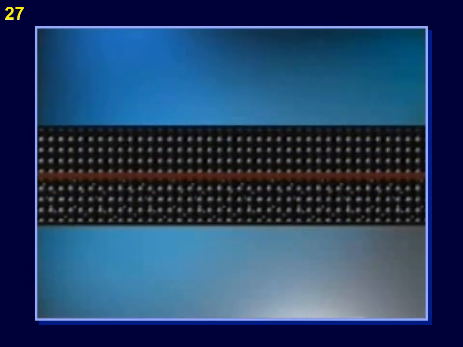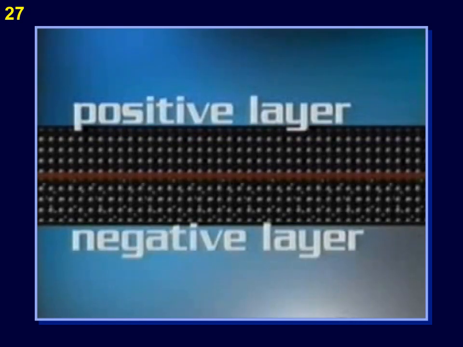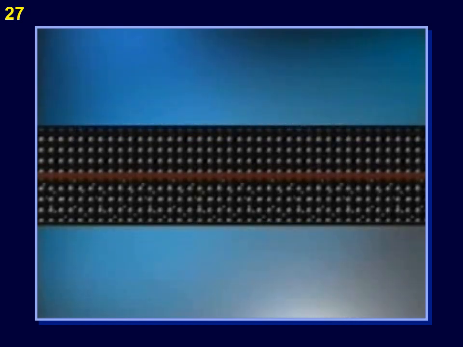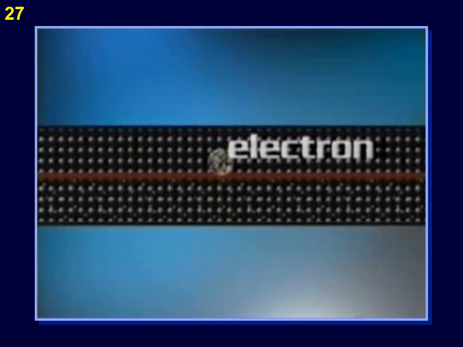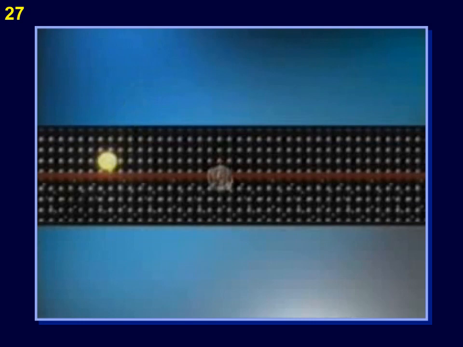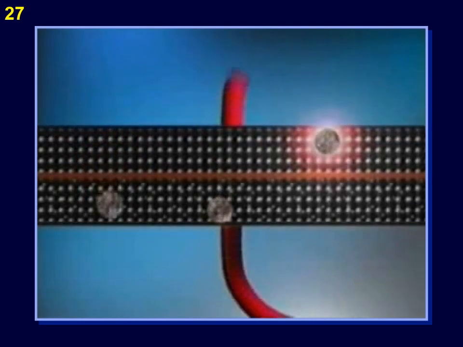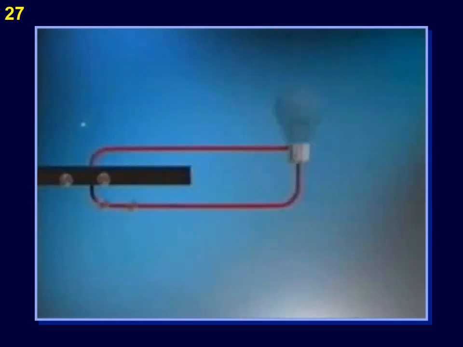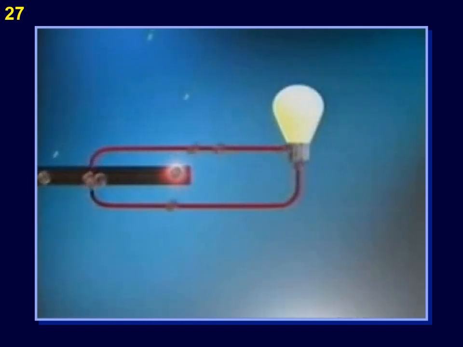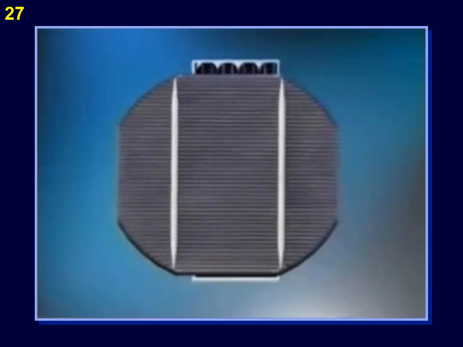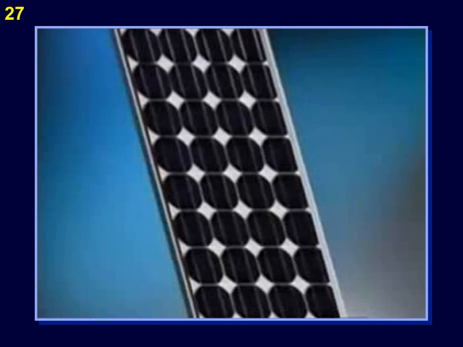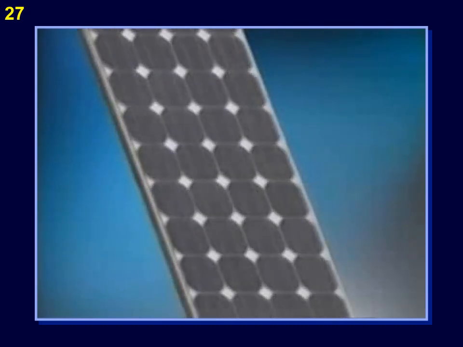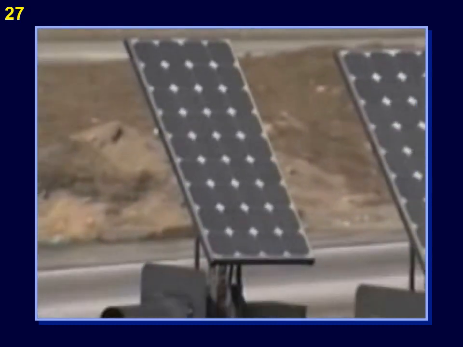The individual cell is designed with a positive and a negative layer to create an electric field, just like in a battery. As photons are absorbed in the cell, their energy causes electrons to become free. The electrons move toward the bottom of the cell and exit through the connecting wire. This flow of electrons is what we call electricity. By combining solar cells and photovoltaic panels, we can produce just the right amount of electricity to perform a specific job, no matter how large or small.